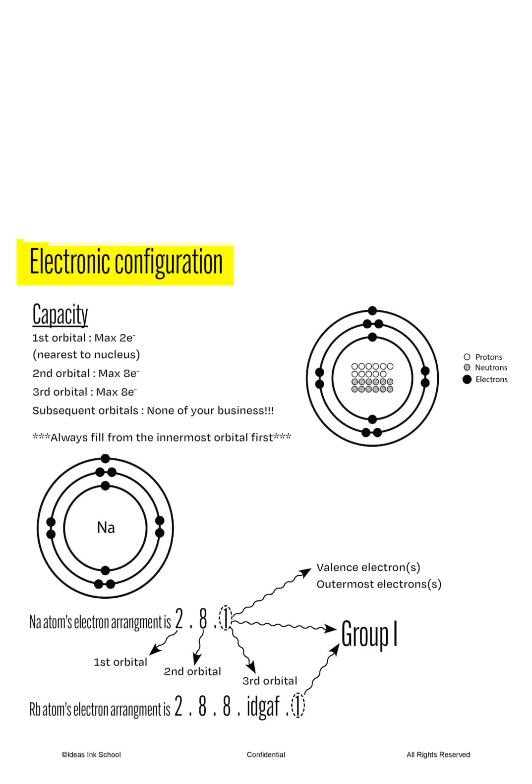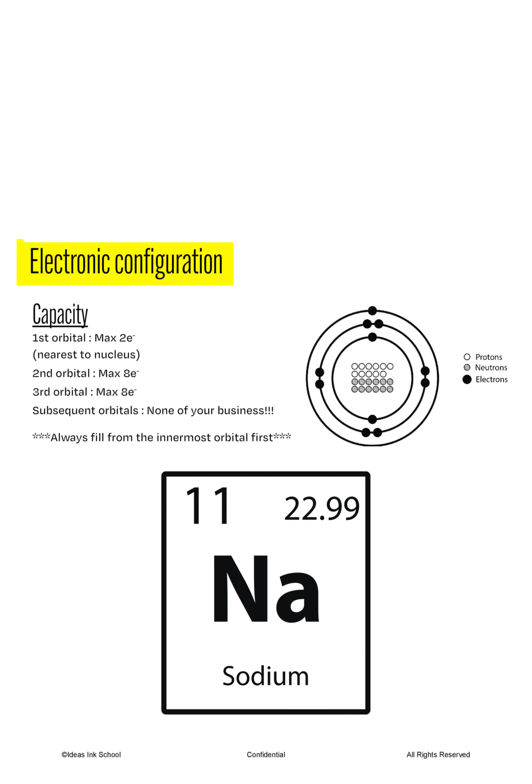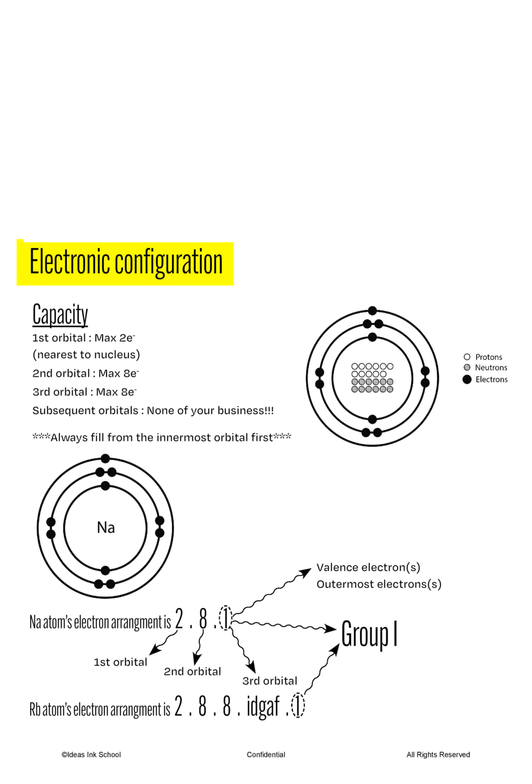With this information in mind, let's take a look at the element sodium again. Previously, we found that sodium possesses 11 electrons. We will always fill the electrons from the innermost orbital first. Therefore, the first orbital will cap out at 2 electrons, while the second orbital will be filled up with a maximum of 8 electrons. As a result, the third and final orbital will house the last remaining electron. So the electronic arrangement of a sodium atom will be 2.8.1.